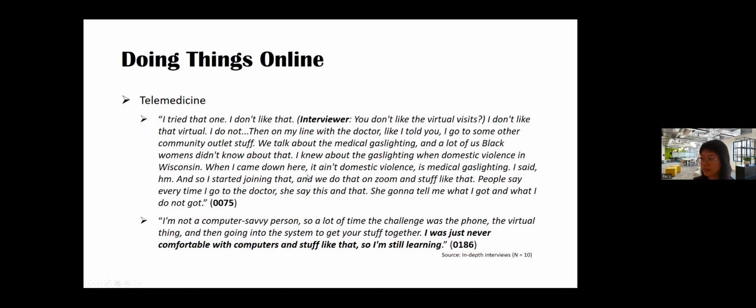This is the interesting response here. It's not entirely about telemedicine per se, but she was talking about medical gaslighting, which can be a common experience especially for African-American females. Most of our patients are Black females, and they do feel like sometimes doctors don't really listen to what they have to say and just tell them they either have a condition or they don't have a problem, even if they're feeling it.